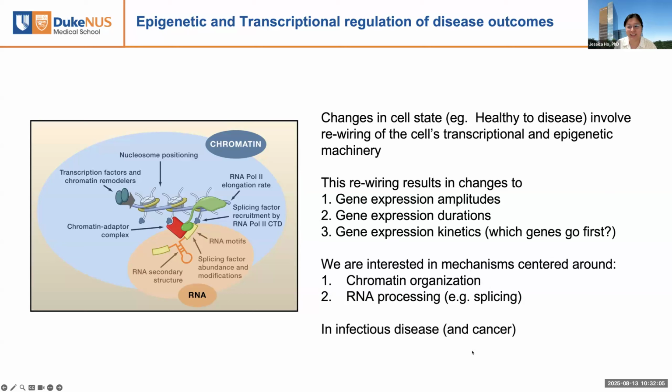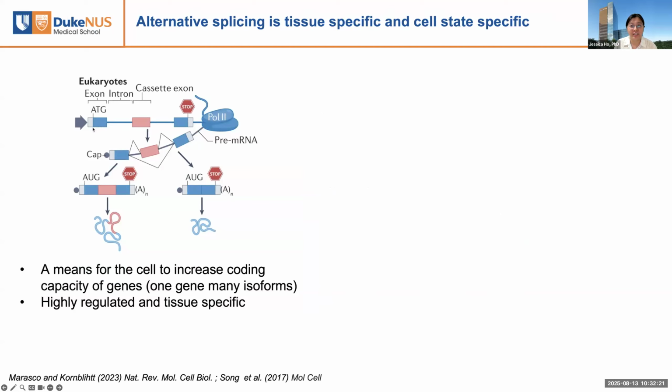So as I'm sure most of this audience already knows, splicing is a very important means for a cell to expand the coding capacity of its genes. So in eukaryotes, our genes are organized into very distinct structures, being exons and introns. And during the process of transcription, introns can be excised in different combinations, leading to different combinations of exons being put together. So this leads to the generation of multiple splicing isoforms that arise from a single gene.